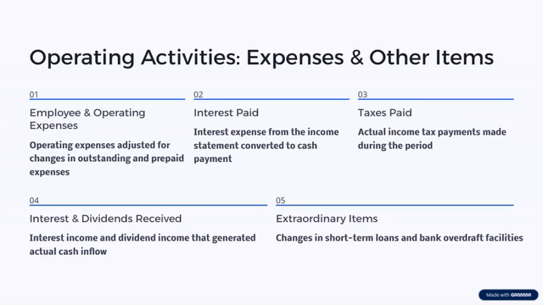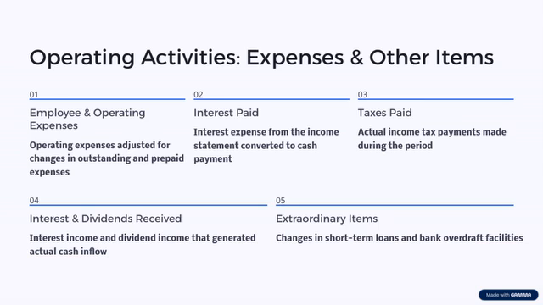Then we have the taxes paid section, which shows the actual income tax payments made during the period. This is a key cash outflow that impacts our net cash position and must be carefully monitored. Following that, the interest paid section converts interest expenses from the income statement into actual cash payments. It's important because it reflects our real cash outflows related to debt.